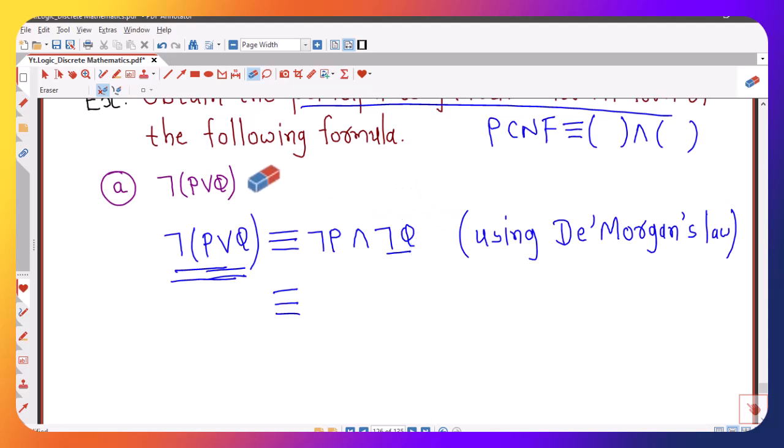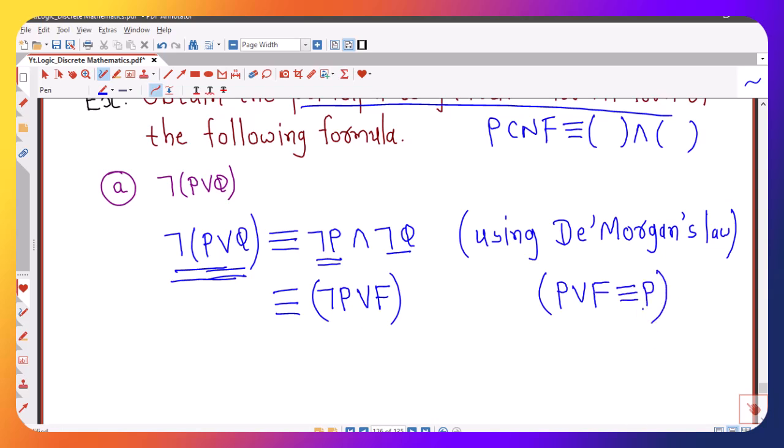We will start by writing negation p as negation p is logically equivalent to negation p or F. We are using this logical equivalence. We just explained that we can write p or F is always logically equivalent to p, or p is always logically equivalent to p or F. Therefore, we can write that negation p is logically equivalent to negation p or F. Similarly, here I can write negation q is logically equivalent to negation q or F. So here I have used this logical equivalence.